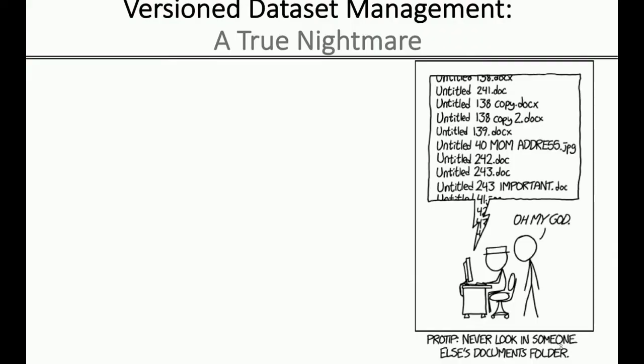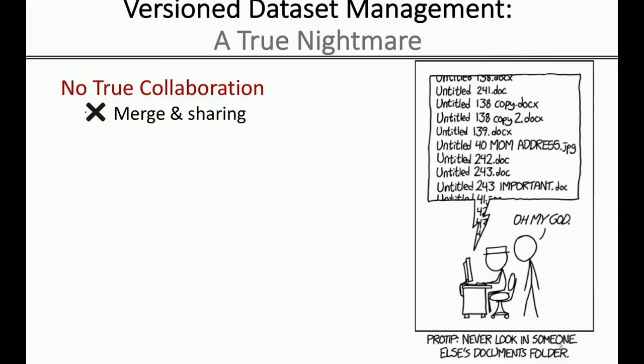However, such ad hoc management is problematic, just as shown in this comic. Never look into someone else's document folder. So these versions are simply lying around the shared file system, and no one really knows what it is, what it contains, and how they relate to each other. So specifically, from users' perspective, there is no true collaboration. There is no easy way to merge someone else's modification and to share your newly produced result.